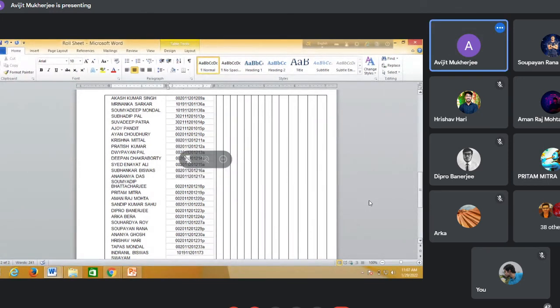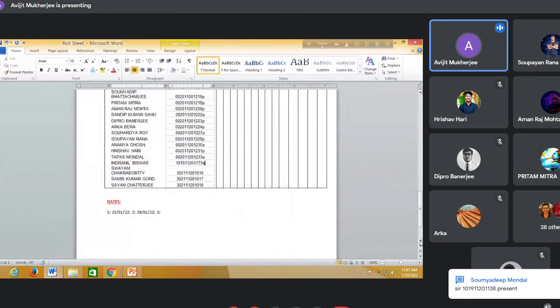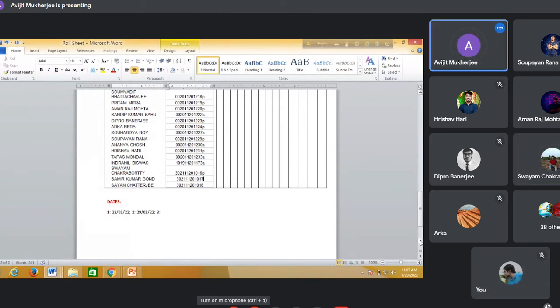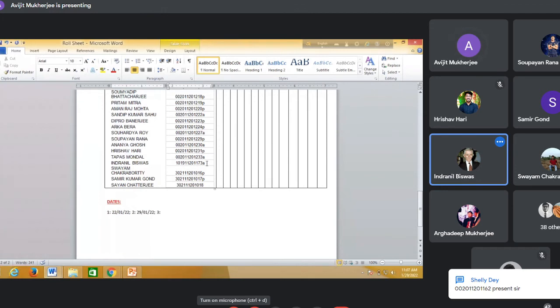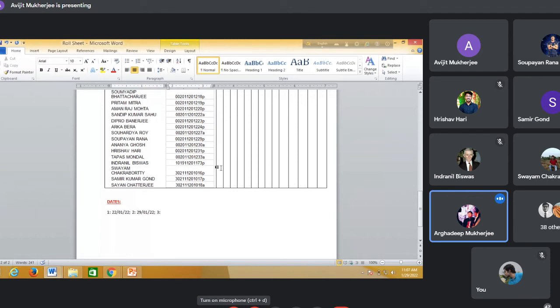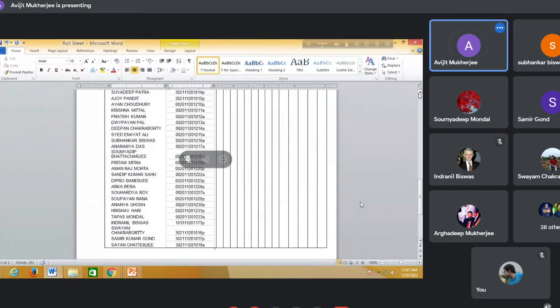73. 16, 30, lateral 16. Present, sir. 17. Present, sir. 18. 173, present, sir. 173, Indranil Bishwas. Yes, sir. 18, roll Shaun Chatterjee. Sir, 170 present. Sir, 16 present, sir. Sorry, sir. 170 present, sir.